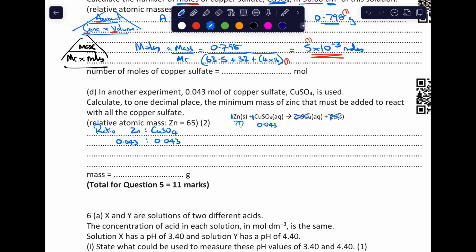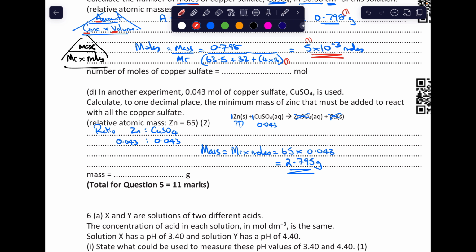So let's write mass down, just to remind what we're going to do. And we're going to use this triangle again. So the mass is MR times moles. So we've got the MR times by the moles. The MR for zinc, we're told, is 65. And we've just worked out we've got 0.043 moles. So 0.043 times by 65 is going to be 2.795 grams required.